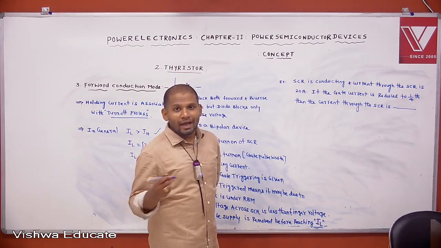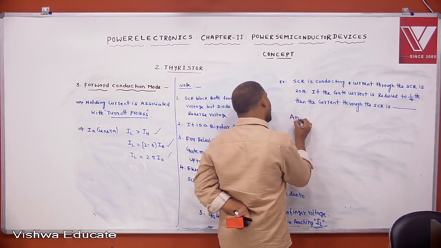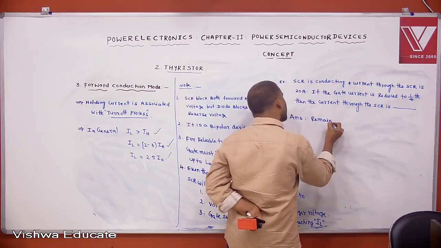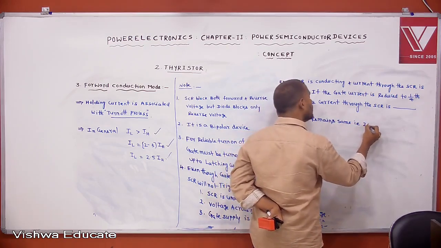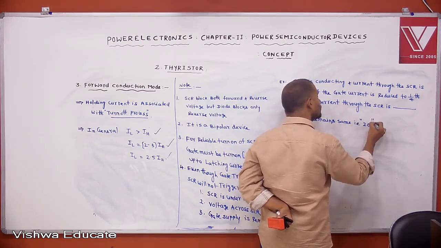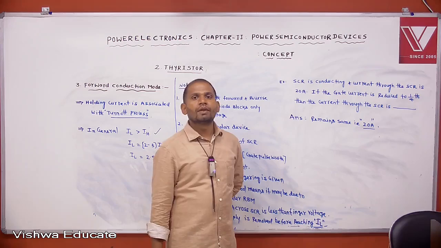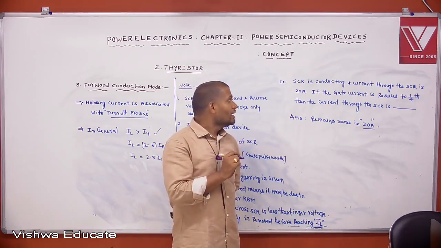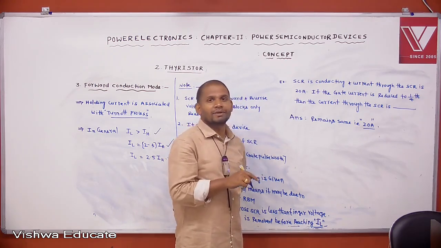It is 20 amperes. The answer is 20 amperes. That is, it remains the same, 20 amperes of current. Why? Yes, the condition is given. SCR is conducting and current through the SCR is 20 amperes.